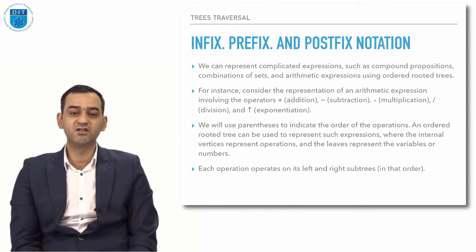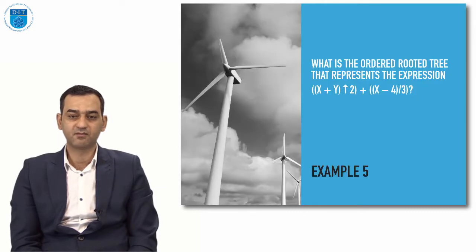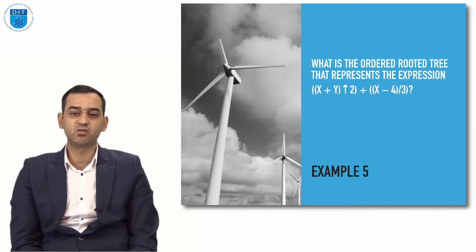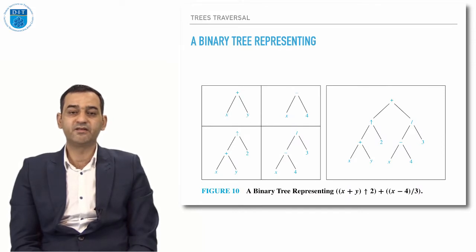An ordered rooted tree can be used to represent each expression, where the internal vertices represent operations and the leaves represent the variables or numbers. Each operation operates on its left and right subtrees in that order. So let us take an example. What is the ordered rooted tree that represents the expression (x + y)^2 + (x - 4)/3? The binary tree of this expression can be built from the bottom up.